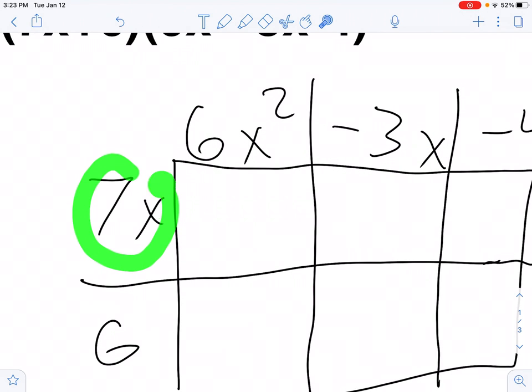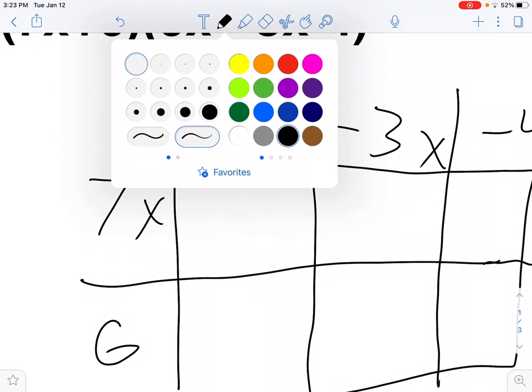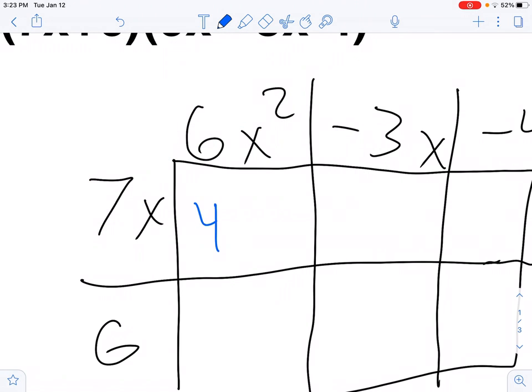I'm going to do 7x times 6x squared. So I'll do my base numbers first. 7 times 6, let's do this in blue, 42. And x to the first and x to the second makes x to the third.